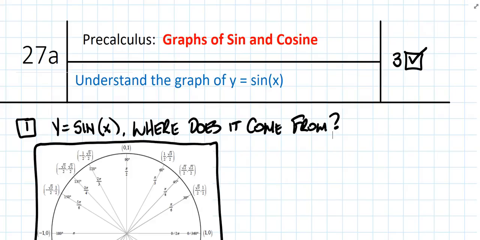Welcome to Precalculus Concept 27a underneath graphs of sine and cosine. We are going to talk and understand the graph of y equals sine x. There are 3 boxes for this lesson.